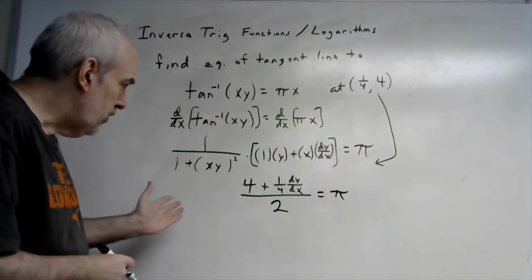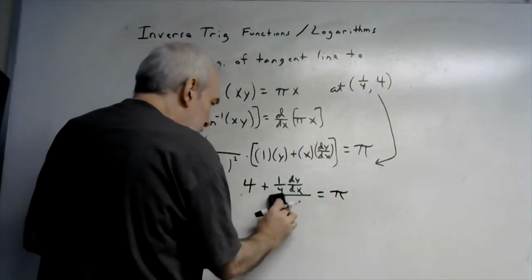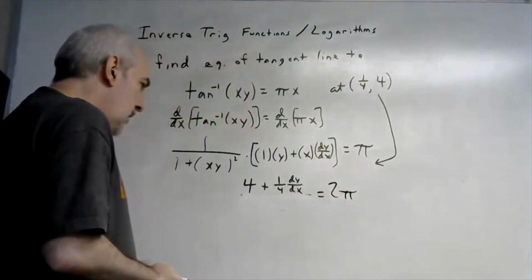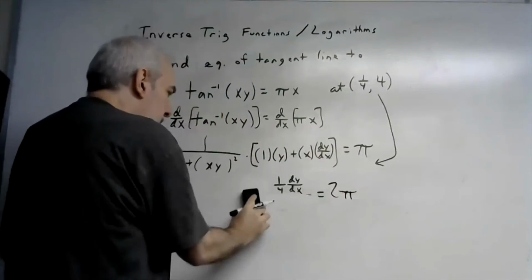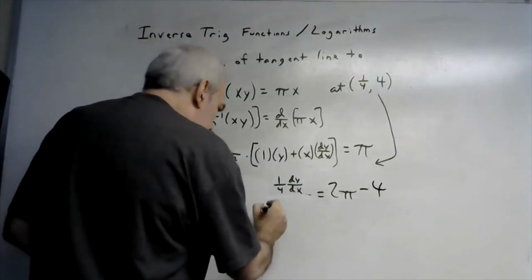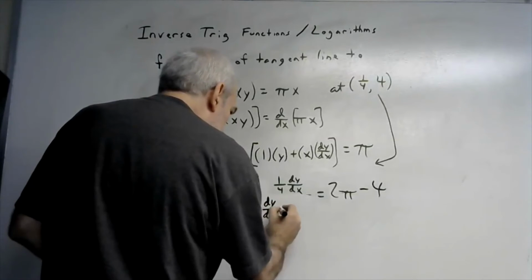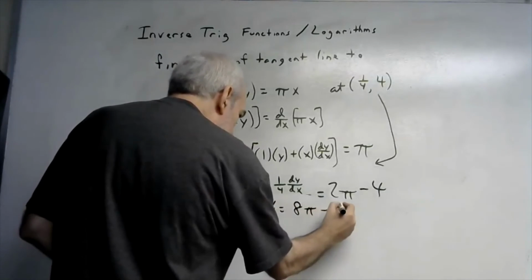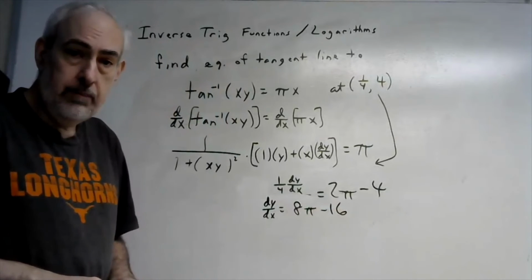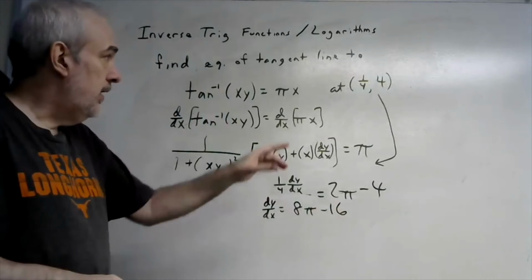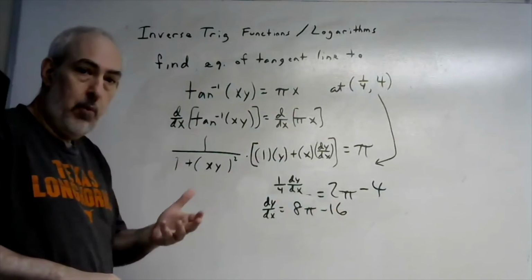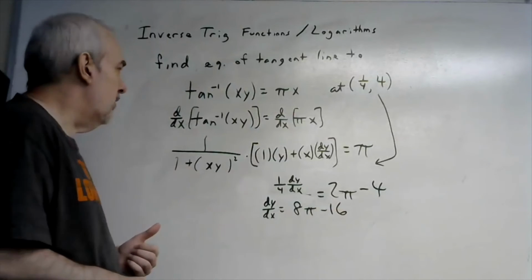So now we have this equation. We can multiply by 2 on both sides. Then we can subtract 4 from both sides. And finally, multiply by 4. So dy dx is 8 pi minus 16. So that is the slope of the tangent line at that point. Now we just need to put that into the point slope equation to get the equation of the tangent line.